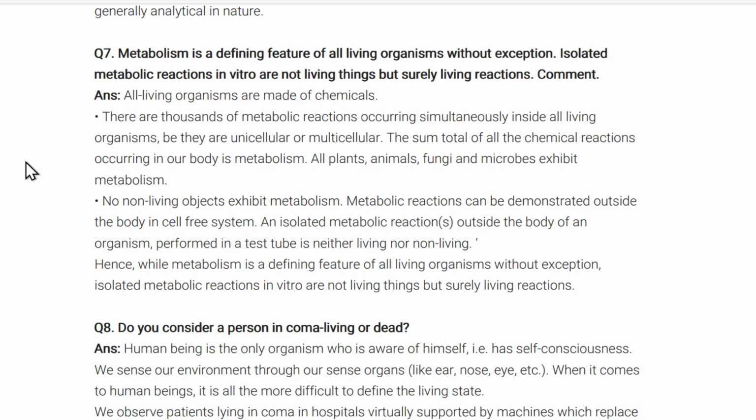All plants, animals, fungi, and microbes exhibit metabolism. No non-living object exhibits metabolism. Metabolic reactions can be demonstrated outside the body in a cell-free system. An isolated metabolic reaction outside the body of an organism performed in a test tube is neither living nor non-living. Hence, while metabolism is a defining feature of all living organisms without exception, isolated metabolic reactions in vitro are not living things but surely living reactions.